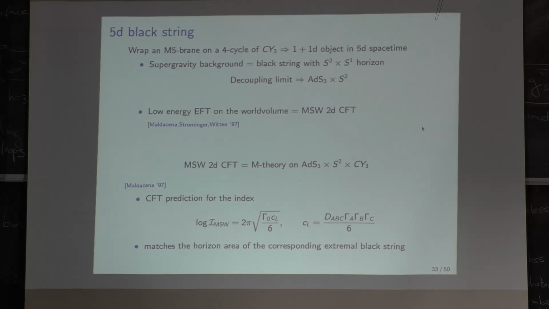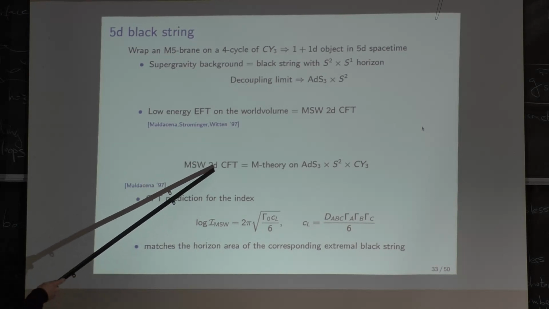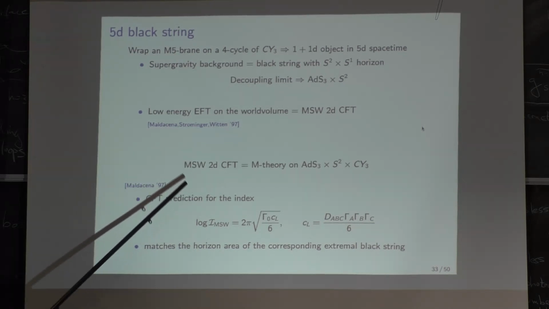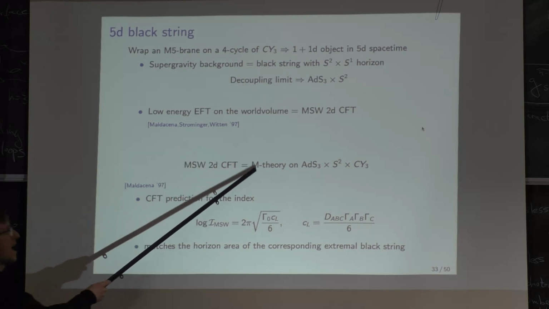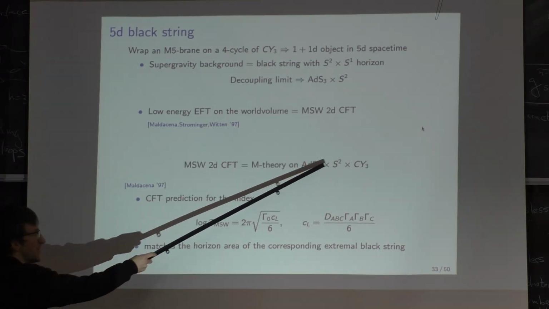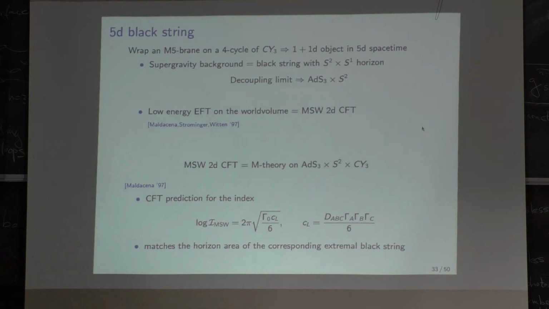So now with this, the corresponding AdS/CFT conjecture in this setup relates this 2D supersymmetric conformal field theory to M theory living on AdS3×S2 times the Calabi-Yau. So this is the analog of what you would usually say about type IIB string theory living on AdS5×S5. And now for this MSW CFT, there's actually a natural CFT prediction for the index that has been derived back in the day.